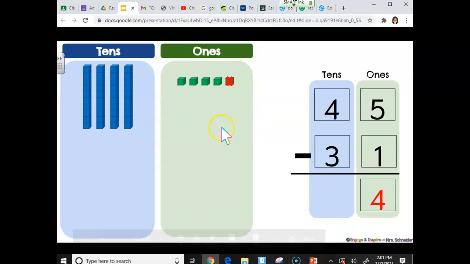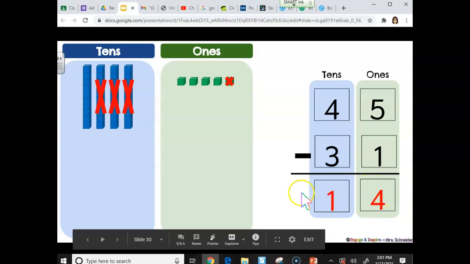Now we go to our tens column. 4 minus 3. How many tens do we cross out? 3. 1, 2, 3. How many are left? 1. So our answer is what? 14.